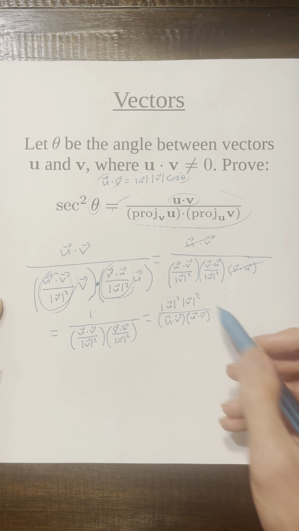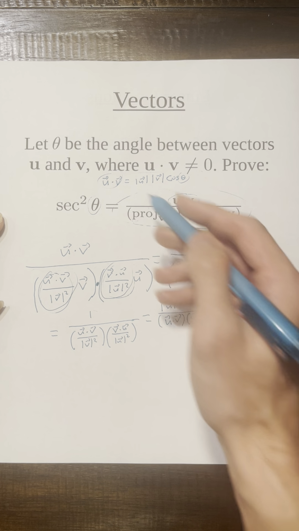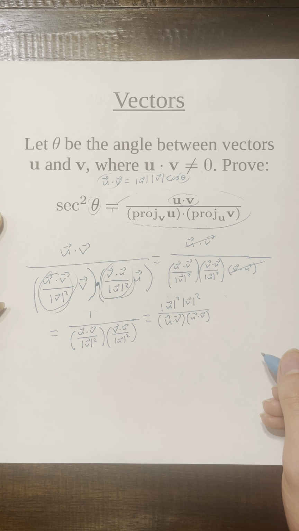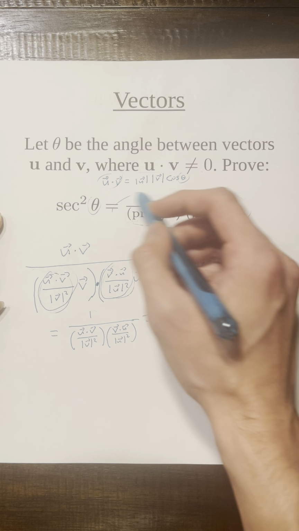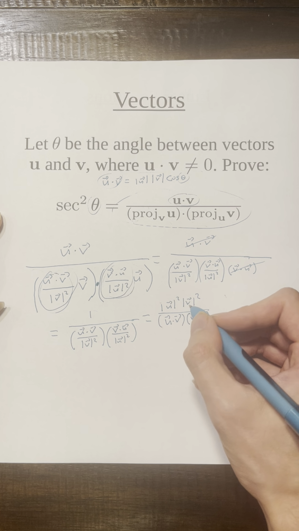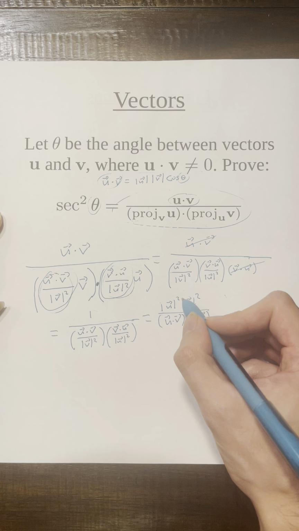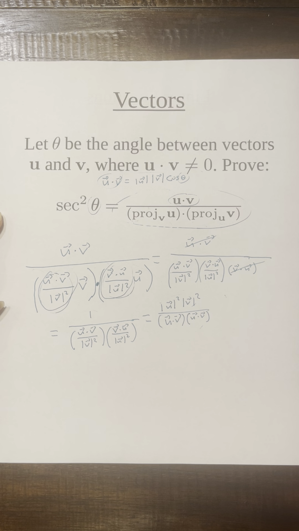Okay. So this looks very, very similar to what? It looks very similar to this. Why? Because of the dot products, as well as the magnitudes. Okay, so from here, what can we do to both sides of this equation to get something that looks like this? Well, we need to get the magnitudes and the dot products on the same side of the equation. So let's go ahead and do that.